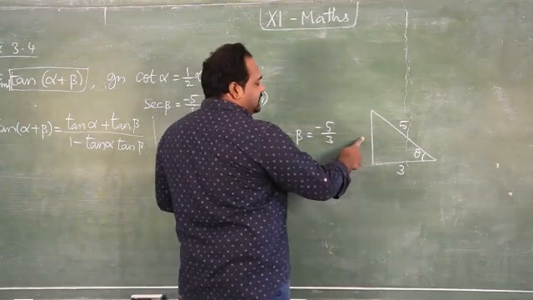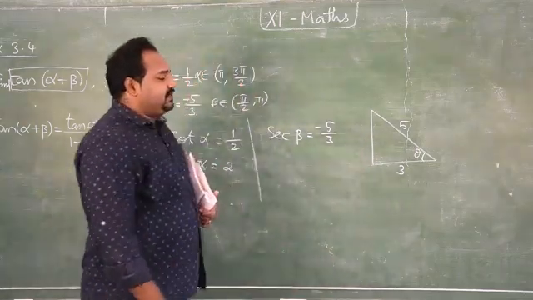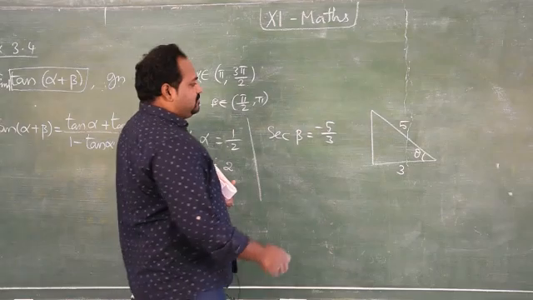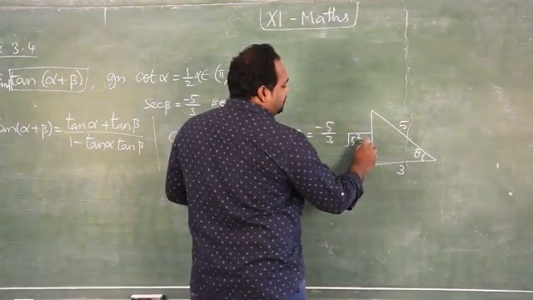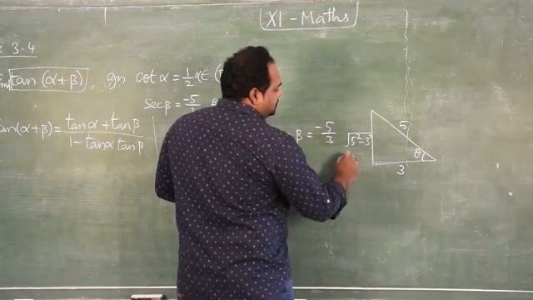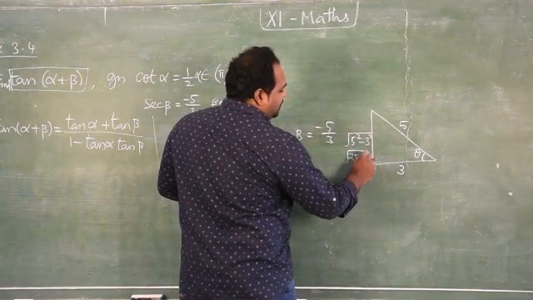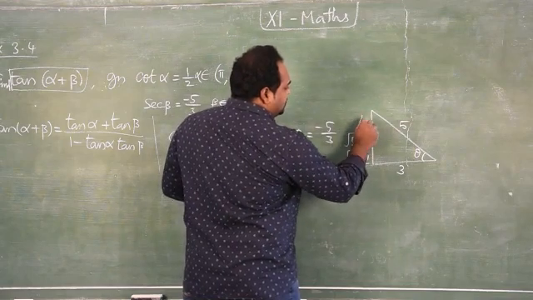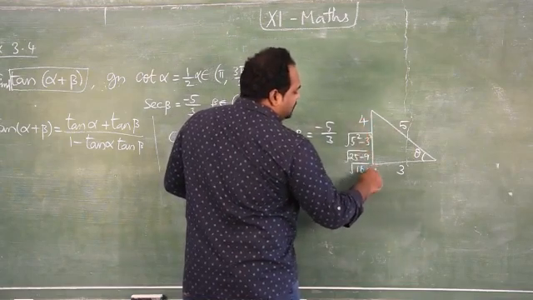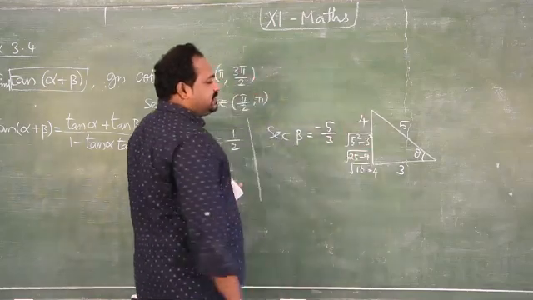How can we find the other side? We find it using the Pythagoras theorem. Root of 5 square minus 3 square. This is 25 minus 9, root 16. So the value is 4. So this side value is 4.